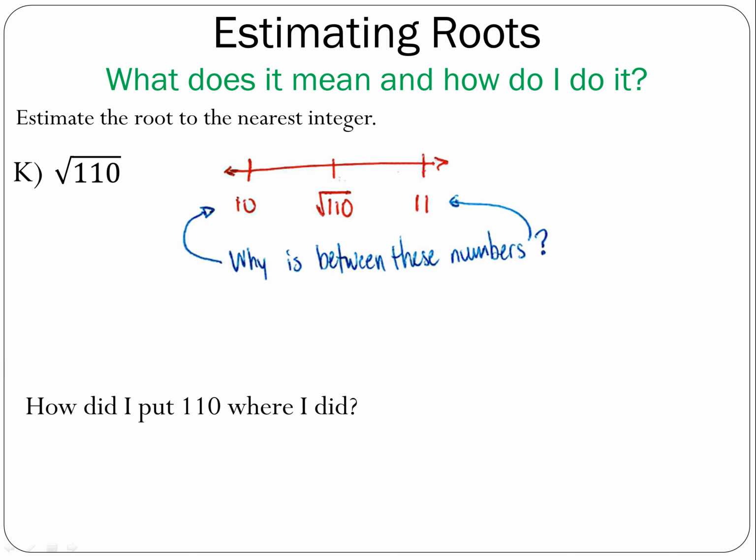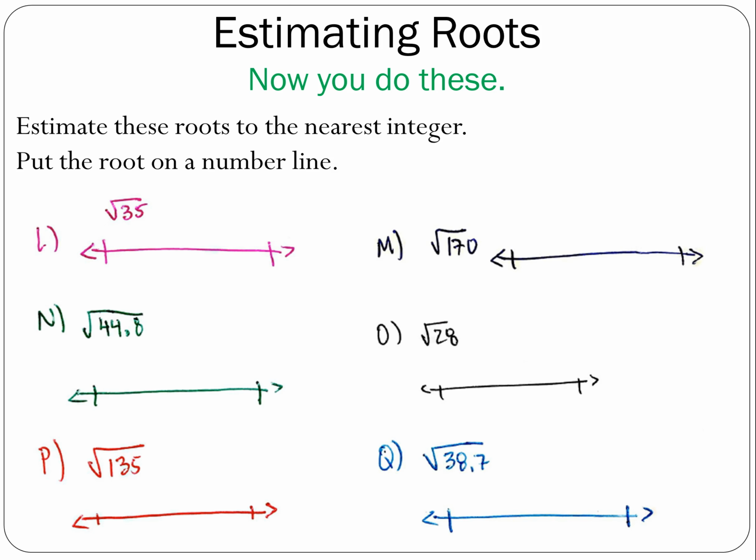Cool. All right, so we talked about why it's between those two numbers. 10 times 10 is 100, 11 times 11 is 121, and 110 is in between those two numbers. Sweet. And here's the mathematical proof of why I have those numbers on the number line. And here you go. So I'm going to step through these real quickly. I'm only going to have the dot, quote unquote, for L. N, M, N, O, P, and Q you're going to do on your own. Here's the thing though, I have the number lines drawn for you, but I'm going to just discuss what numbers they should go between.